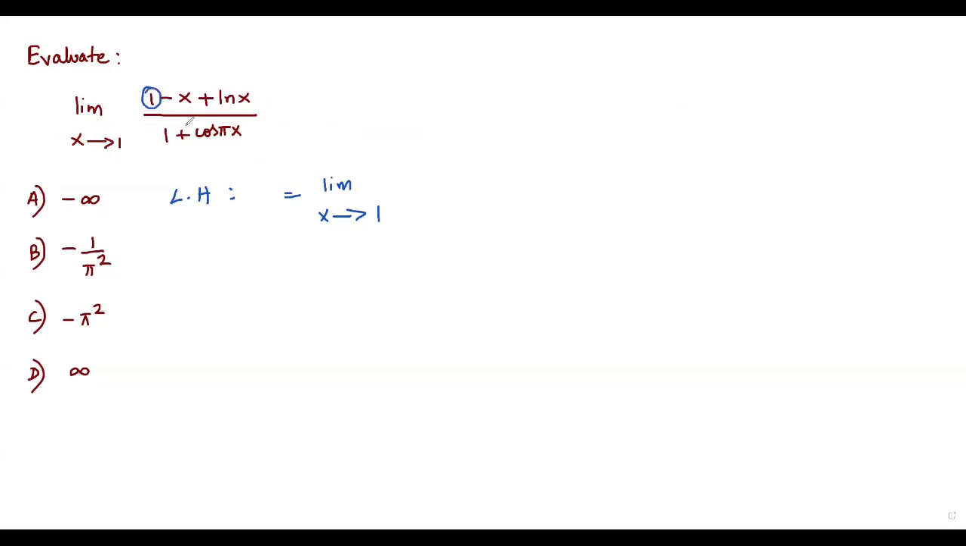When I find the derivative of the constant 1, it becomes 0. We don't have to write that. The derivative of negative x is negative 1. Plus, the derivative of ln x is 1 over x. In the denominator, the derivative of 1 is 0, and the derivative of cosine of pi x becomes negative sine of pi x.